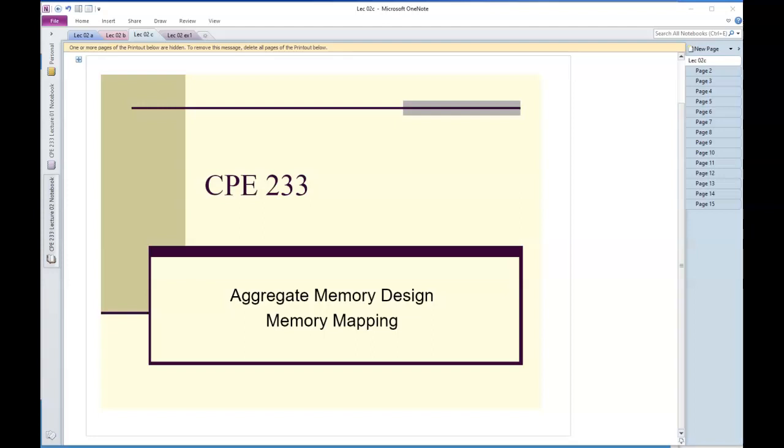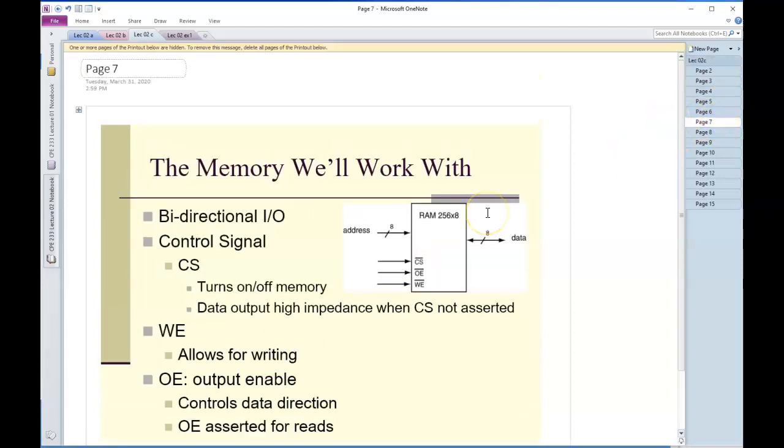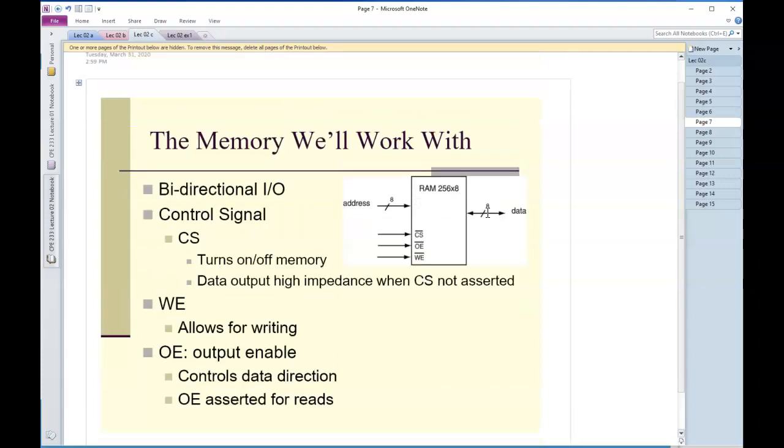Okay, so this is a continuation from the last lecture, last video, and so I'm going to go ahead and jump to where we left off, which is right here. Okay, so this is kind of a chunky example, but I think you'll see what I'm trying to get at on this thing. So this is just a generic memory.